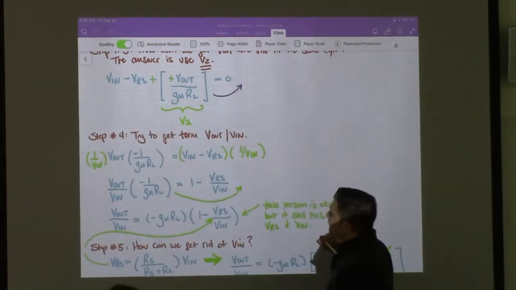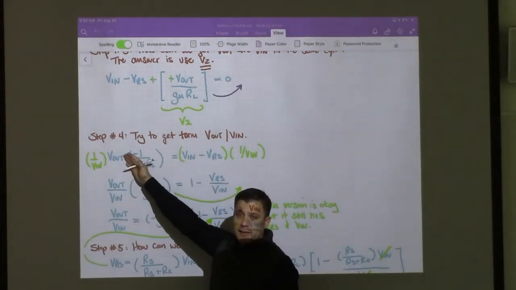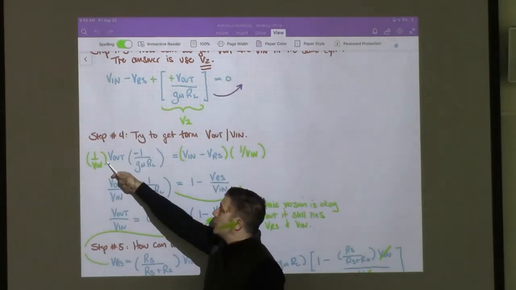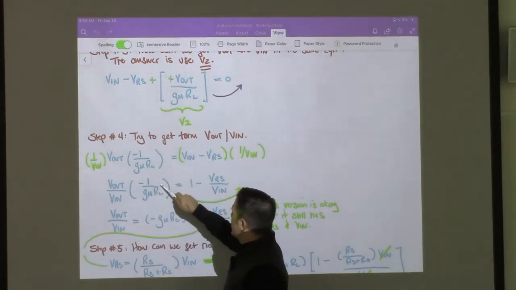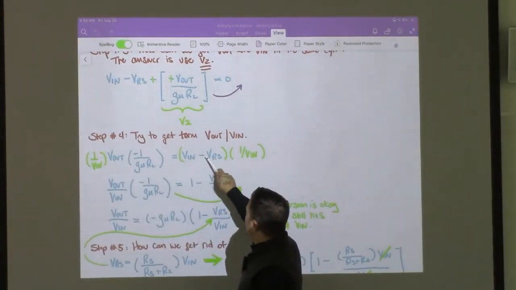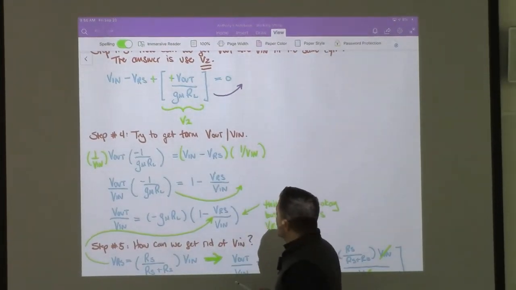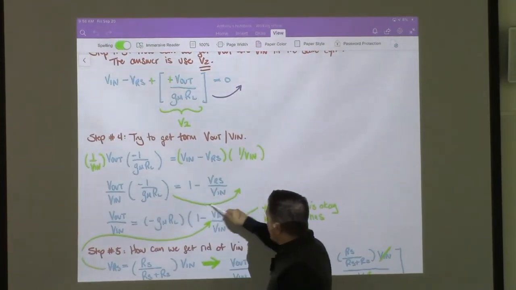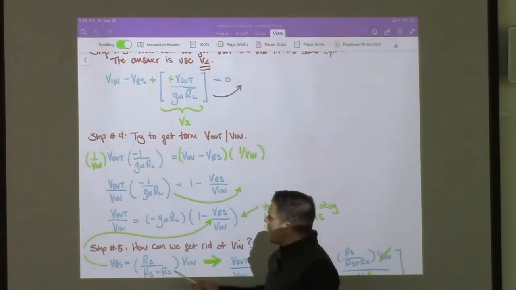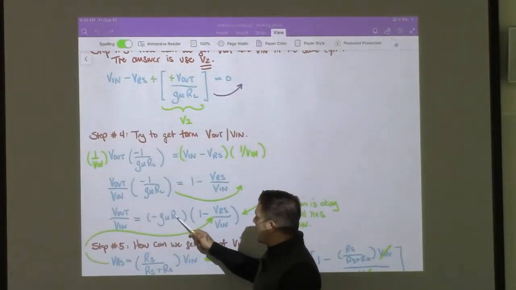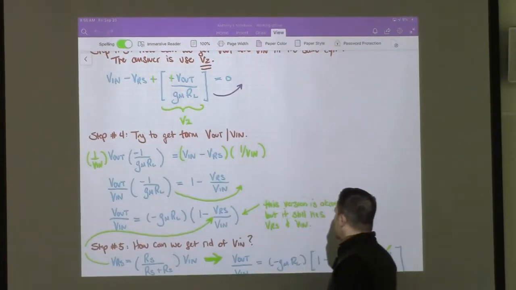Ignore the green for a second. Now that we have what's in the blue, we want to introduce the V out over V in, so we'll divide both sides by V in. So that will give us V out over V in times this term equals V in over V in minus VRS over V in, right? This will become a 1. Make sense? And then what we'll do is just move this over to the other side to isolate the V out over V in. And what we're left with is negative GMRL times 1 minus VRS over V in.